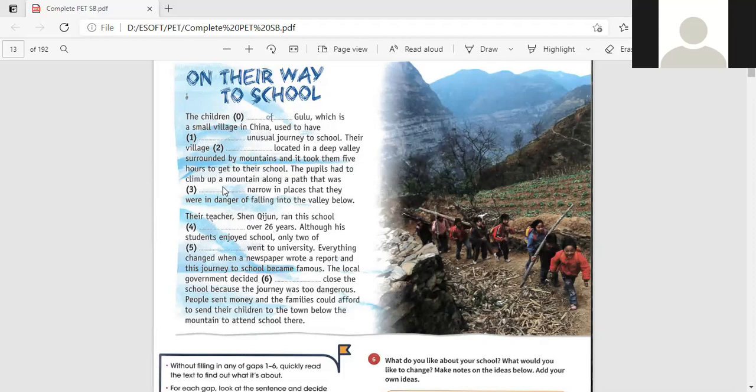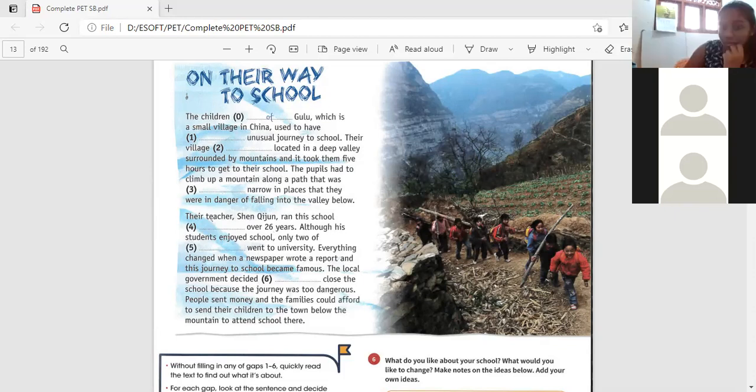The pupils had to climb up a mountain along a path that was very, very. Oh, yes. What was Chenuti's answer? Too. Too narrow, yes, fine. In places that they were in danger of falling into the valley below. Their teacher, Shen Kijun, ran this school.